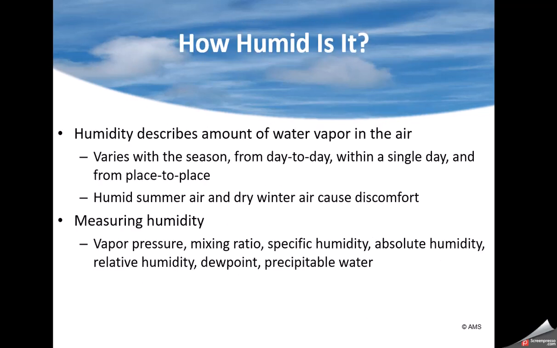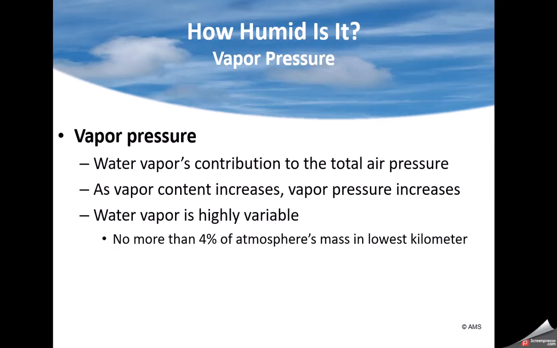Humidity describes the amount of water vapor in the air, and it's constantly varying. So how do we measure it? We measure it by vapor pressure, mixing ratio, precipitable water, all different things. Vapor pressure: we've been talking about atmospheric pressure. The higher the vapor pressure of water, the more water is in the air. The lower that value is, the less water is in the air.